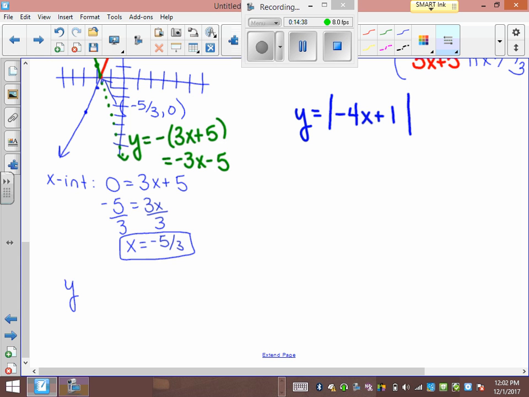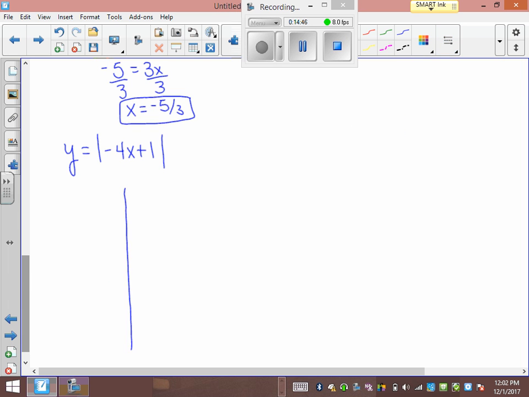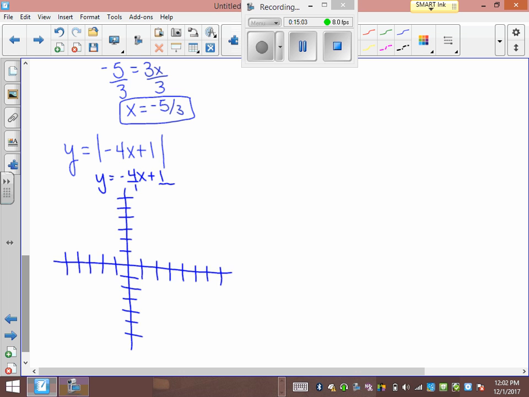Okay, we're doing y equals the absolute value of 4x plus 1. So when we graph that without the absolute value signs, we have y equals negative 4x plus 1. So I draw it over 1. I go to my y-intercept, which is positive 1. And then I go down 4, right 1. 1, 2, 3, 4, right 1, because it's a positive 1.